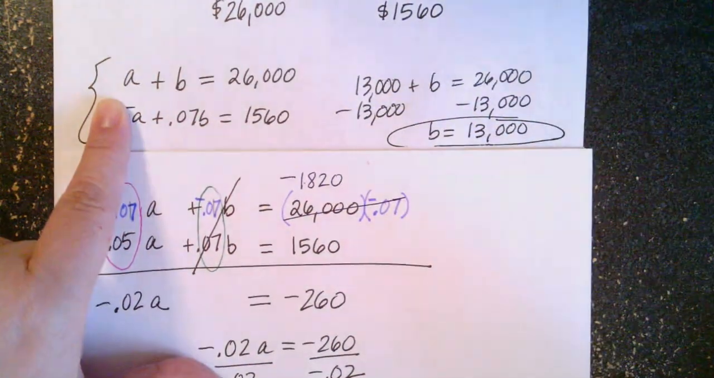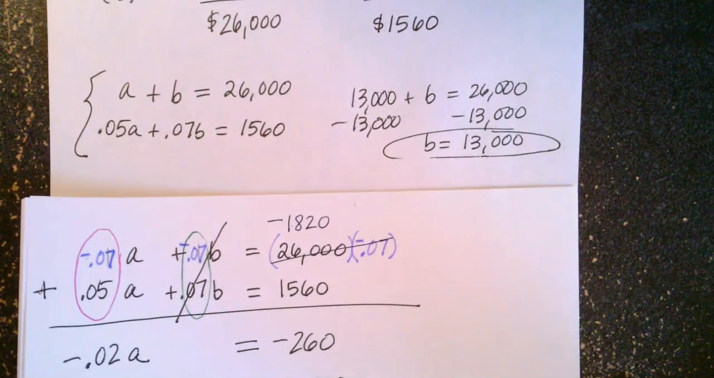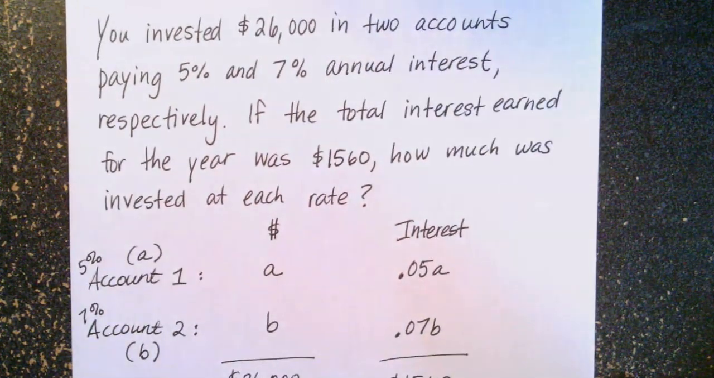All right, so we did it by substitution, and we solved it by elimination, and now we know how much money was in each account. And it's not always going to turn out to be equal amounts in both. That was just a coincidence.